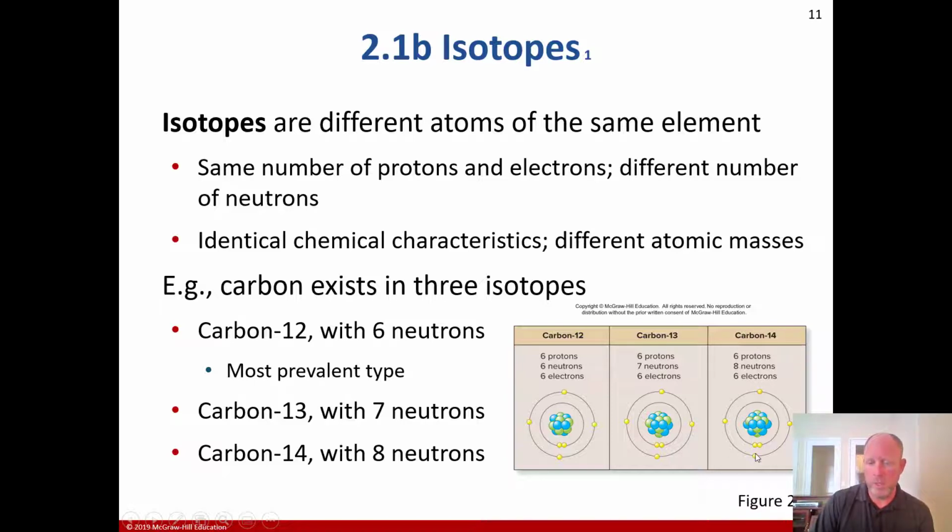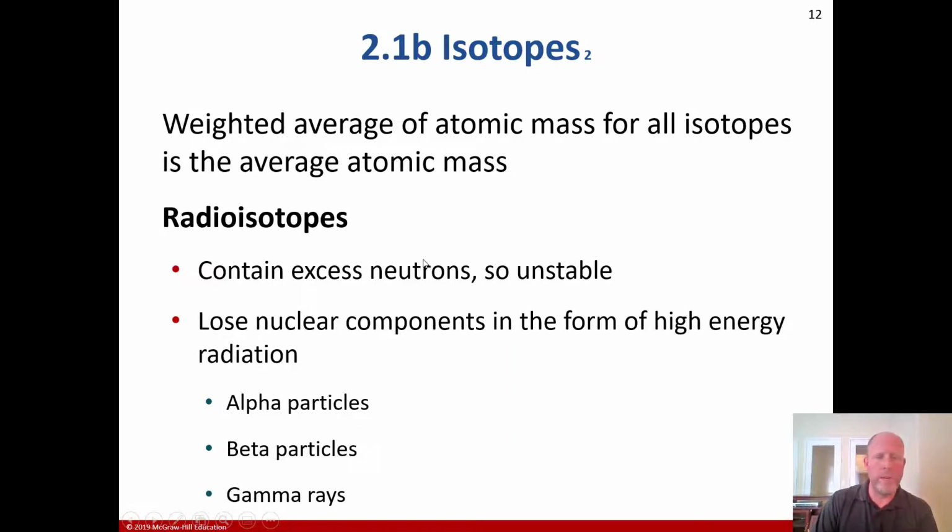And of course, you'll see that the valence, from the standpoint of electrons, has not changed here, but you'll see the size of the nucleus is basically growing because the number of neutrons is growing, okay? Identical chemical characteristics between all the different carbons here, but different atomic masses because of the increase in neutrons, okay? And as far as the weighted average of atomic mass for all isotopes, it's the average atomic mass. Radioisotopes contain excess neutrons, what we're just looking at, so they're unstable.